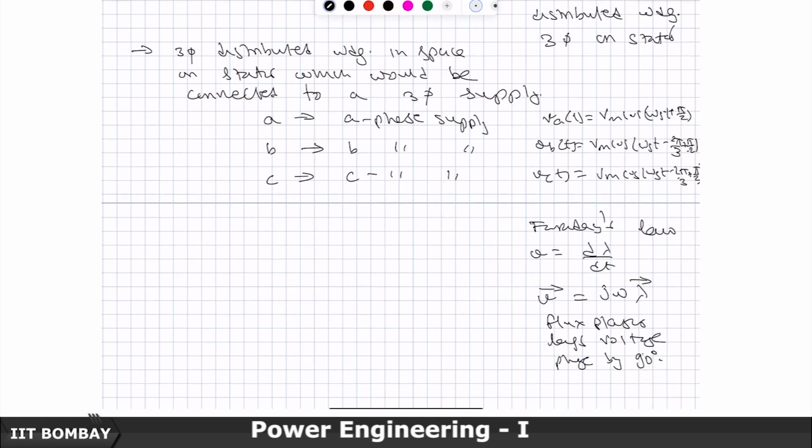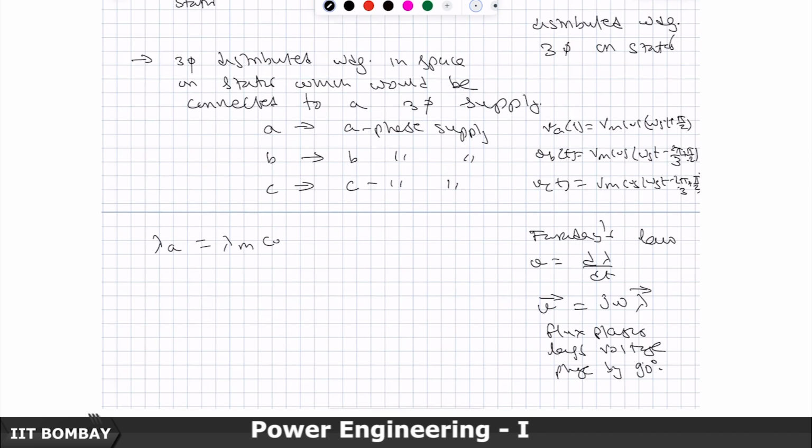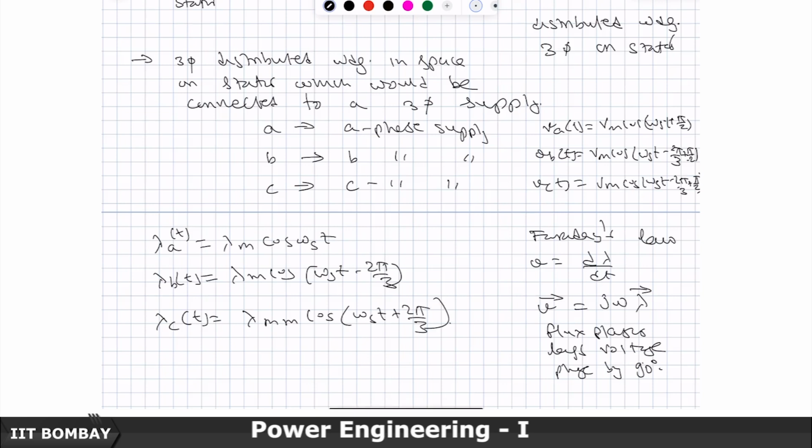So, what it is going to do is, it is going to say that lambda A will be equal to lambda m cos of omega s of t, lambda B, the steady state fluxes, will be lambda m cos of omega s of t minus of 2 pi by 3, and lambda c would be lambda m cos of omega s of t plus of 2 pi by 3 or minus of 4 pi by 3, whichever way I want to connect this.